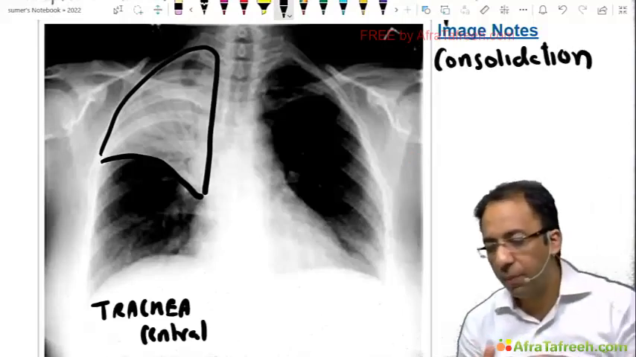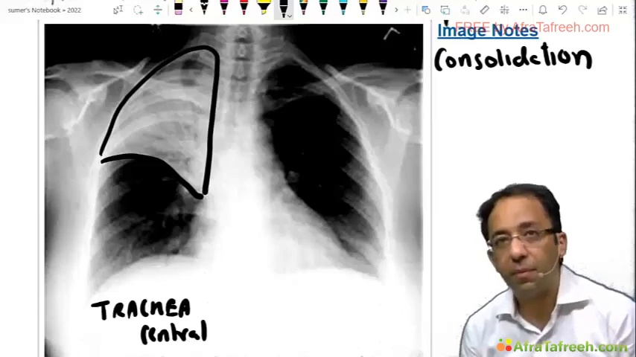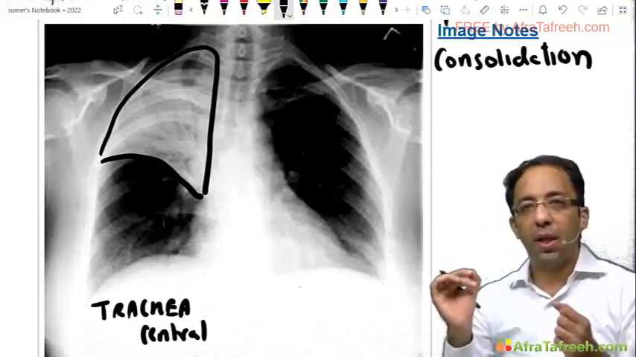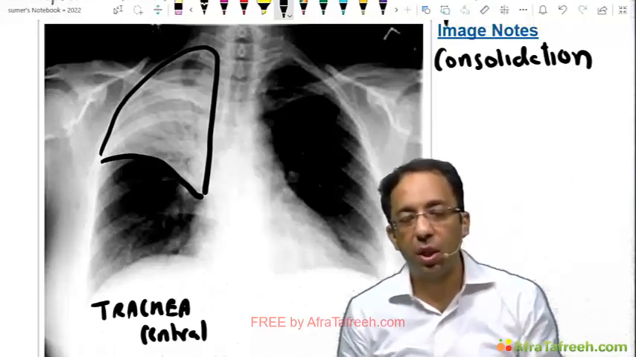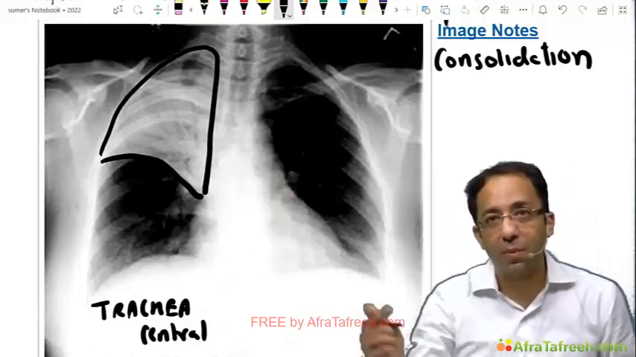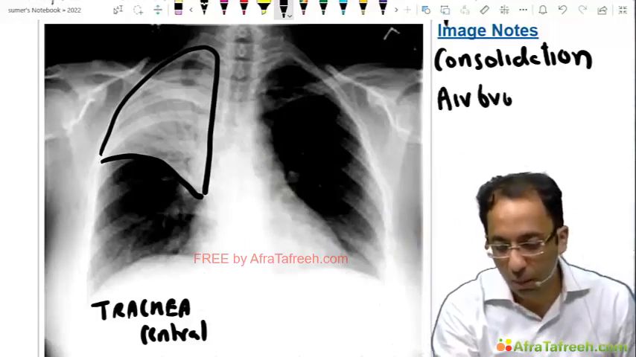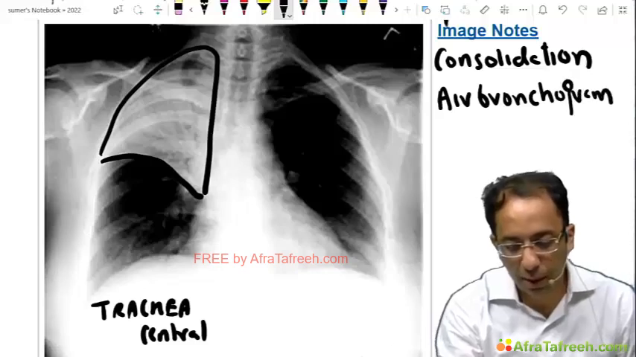Now, how will I confirm this is consolidation? There is a sign that we see in consolidation, but we don't see in collapse and pleural effusion. That is called air bronchogram. I will show you now, then we will talk, okay?